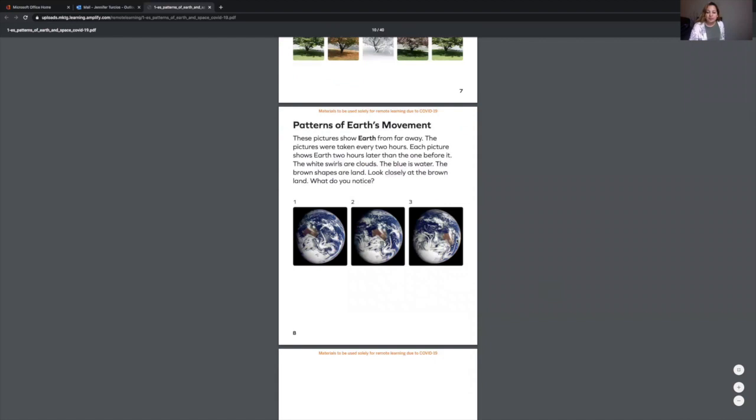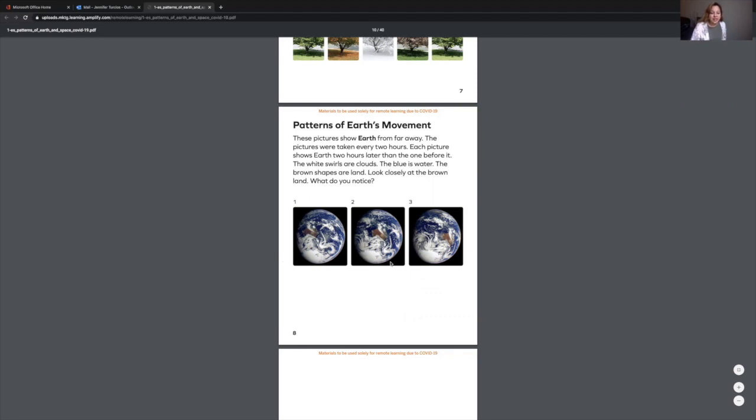Patterns of Earth's movement. These pictures show Earth from far away. The pictures were taken every 2 hours, so each picture shows Earth 2 hours later than the one before it. The white swirls in the picture are clouds, the blue is water, and the brown shapes are land.